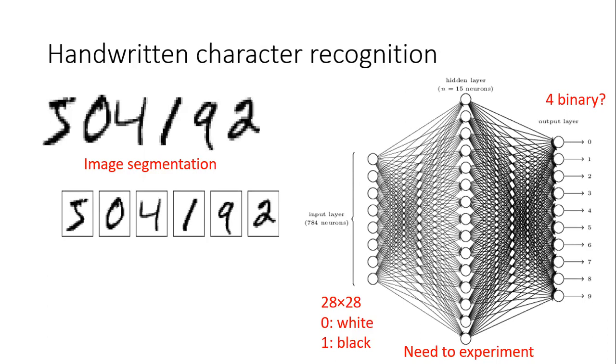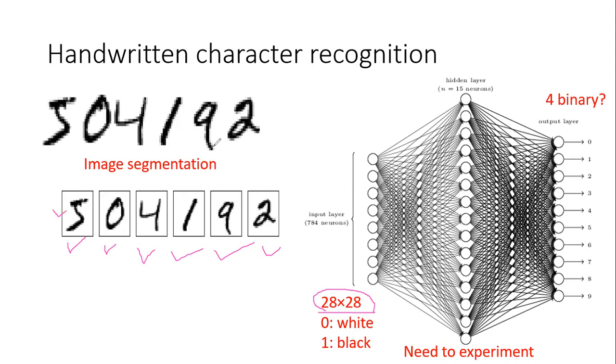So in the case of handwritten recognition, what is going to happen? The best thing to do is to segment the image, right? I can divide this image into six different parts, and I can ask the neural network to recognize each one of them separately. Then I can combine the outputs in some way. If it is a 28 by 28 image of each, I train the neural network to recognize a 5, a 0, 4, 1, 9, 2.